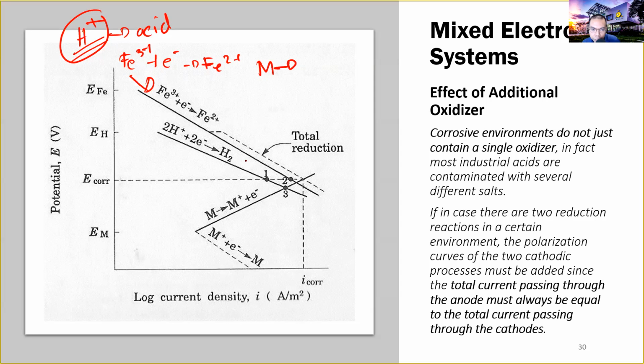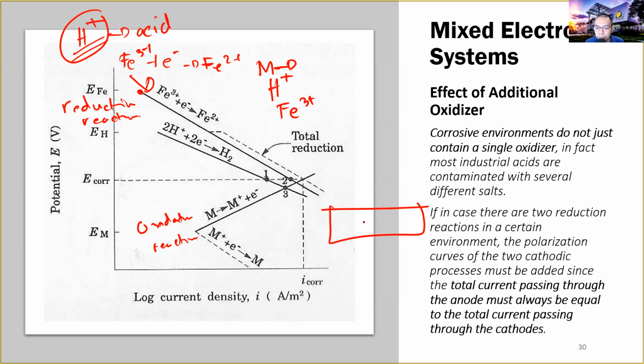So in this case, we have two reduction reactions and one oxidation reaction. So ang nangyayari dito, we can think of it as if inaatake ng both hydrogen, meron tayong hydrogen attack and meron din tayong Fe3 plus attack in the surface of our metal.